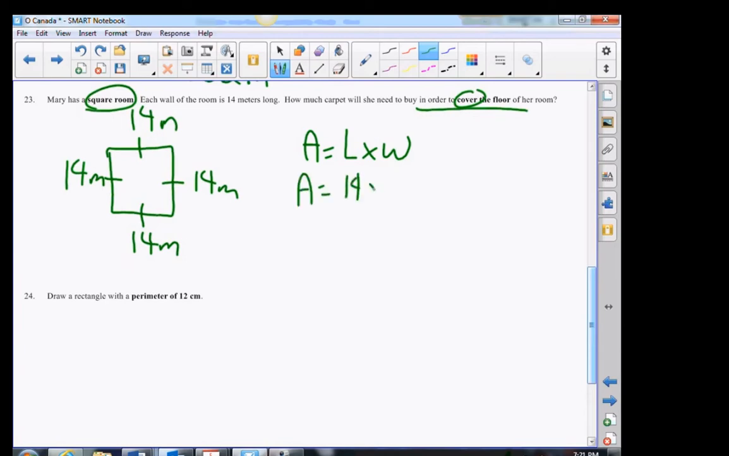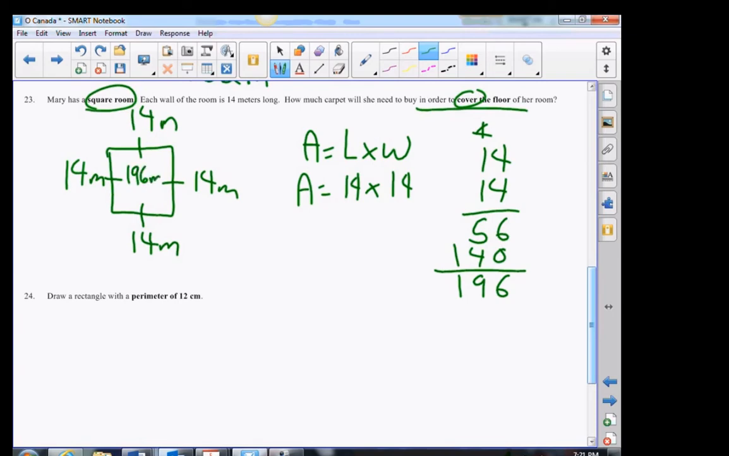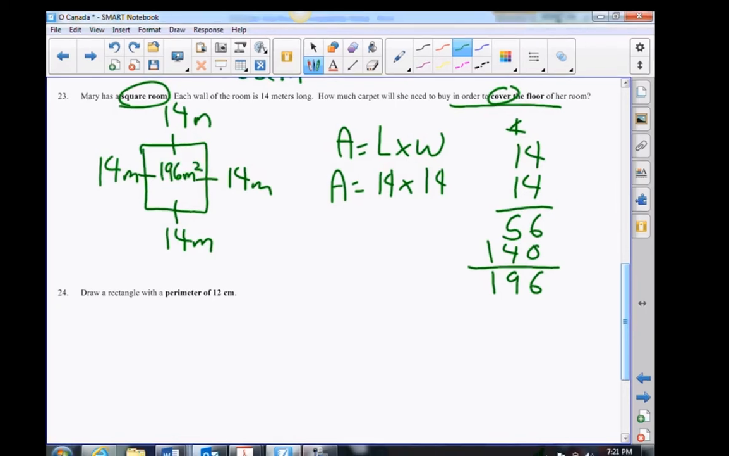Area equals 14 times 14. 4 times 4 is 16. Carry the 1. 4 times 1 is 4 plus 1 is 5. Put a 0 there because now I'm multiplying in the tens column. 1 times 4 is 4, and 1 times 1 is 1. Now I add that up, making sure my numbers are lined up. 196. So the area of Mary's room is 196 meters squared.